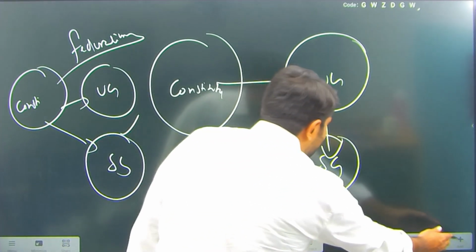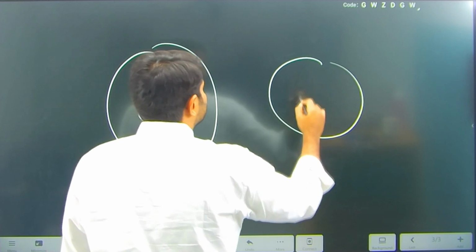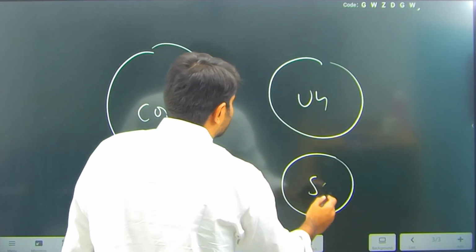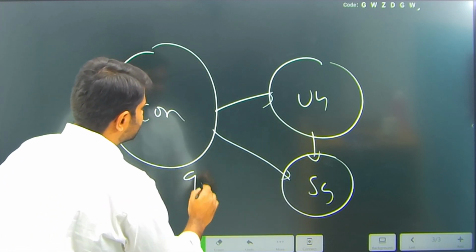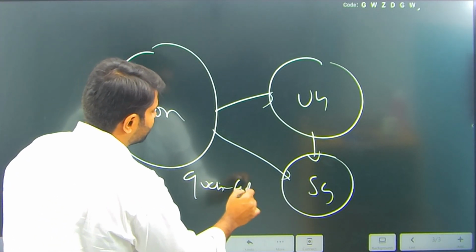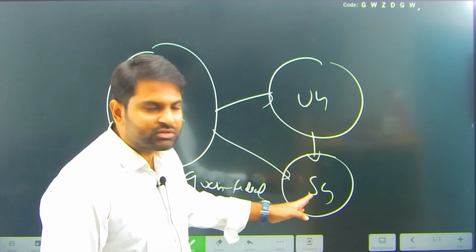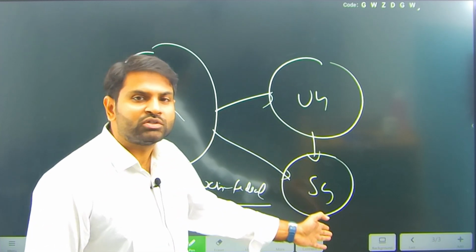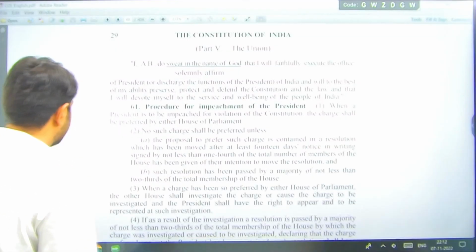But what we have in India, we are very unique. We have constitution, we have union government, we have state government. We are quasi-federal. One side the constitution is giving powers to union government, which is giving some powers to state government, other side constitution is also giving powers to state government, which means that we are quasi-federal. I hope you understood what I mean by quasi-federal.